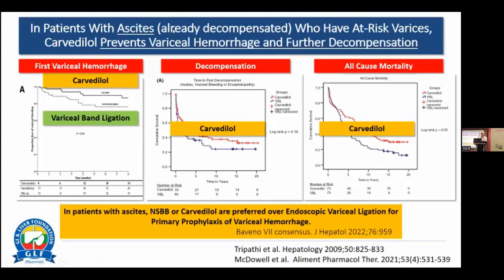In patients with ascites who are already decompensated and at high risk of variceal bleeding, carvedilol can prevent the first variceal hemorrhage, prevent the development of further decompensation, and also reduce all-cause mortality. The Baveno VII consensus states that in patients with ascites, non-selective beta blockers or carvedilol are preferred over endoscopic variceal band ligation for primary prophylaxis of variceal hemorrhage.